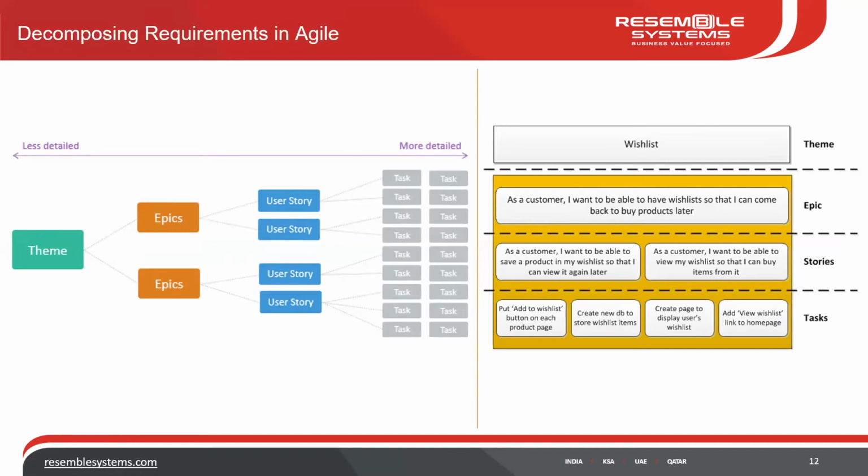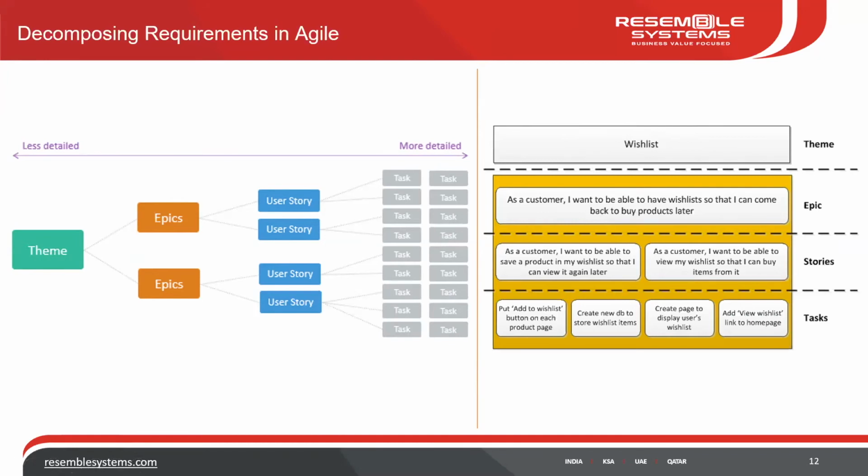But just to understand, we do not estimate epics. So we do not say, okay, the customer wants to have a wish list, it will take 6 months or 3 months or 2 months. We do not do that. We generally try to do this in a waterfall project, but we do not do this in Agile. We start estimating only from the stories level. Okay, the customer wants to save a product and view the product.